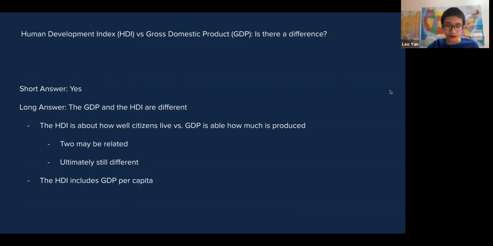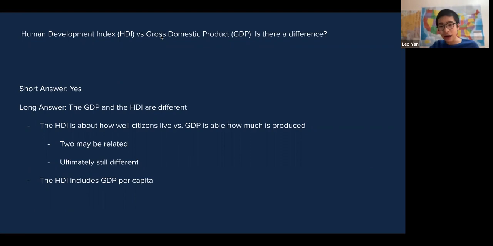Okay, this is another clarification, just to go on a tangent a bit to clarify something. The Human Development Index or HDI is not the same as the Gross Domestic Product or GDP. These are all acronyms that economists love because economists just love acronyms. So the short answer is yes, there is a difference between the two. The two of them are different.